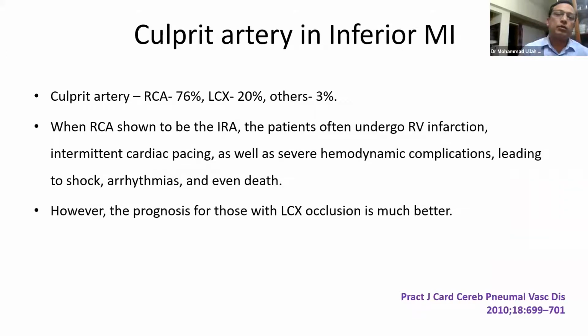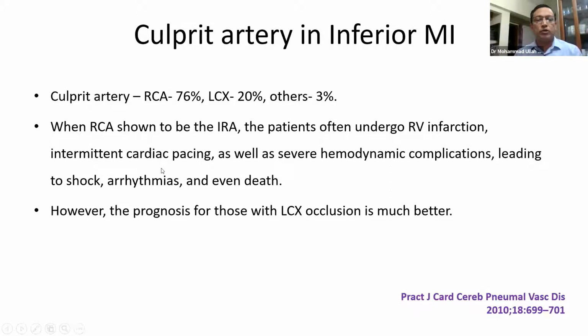And how can we identify the culprit artery in inferior MI from ECG? In inferior MI, in 76% of cases, the culprit artery is the right coronary artery. And in 20% of cases, the culprit artery is the left circumflex artery. And in 3% of cases, it may be different. It may be a type 4 LAD or any other thing.